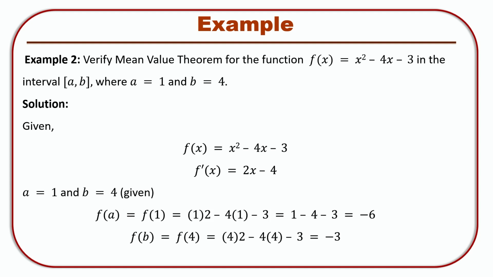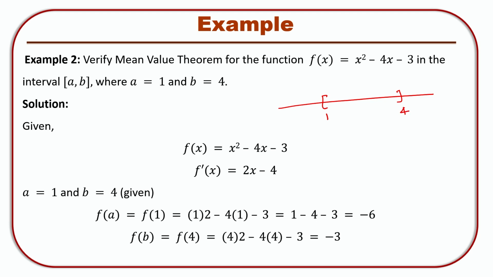Example 2, verify the mean value theorem for the function f(x) equal to x square minus 4x minus 3 in the interval [a, b], where a equal to 1 and b equal to 4. So, without looking at any solutions, let me give you the geometrical interpretation. Here we have 1 and 4.